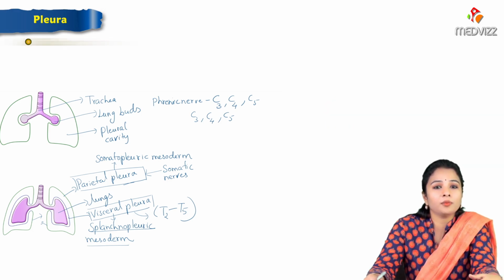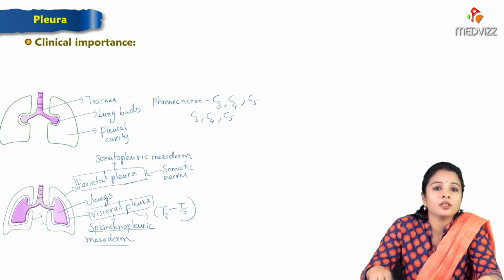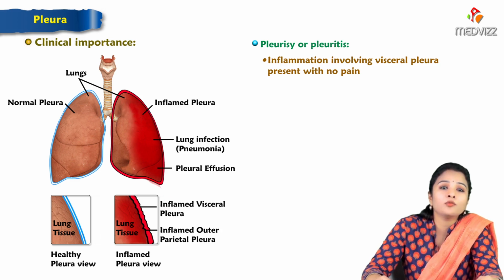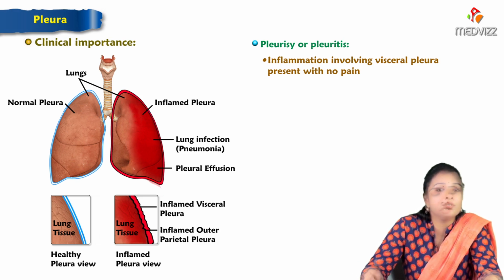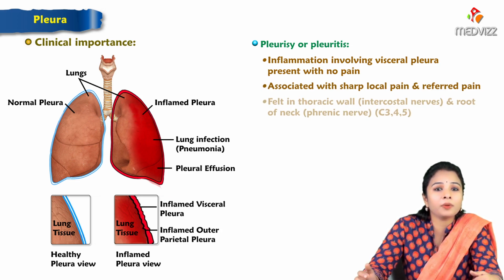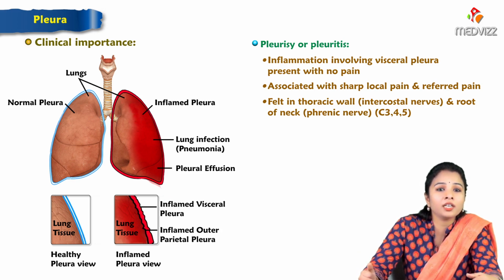Lastly, some more clinical importance. Infection or inflammation of the pleura is termed pleurisy or pleuritis. When it involves the visceral pleura, it presents with no pain because the visceral pleura is pain insensitive. Whereas in parietal pleuritis, if there is any inflammation of the parietal pleura, it is associated with sharp local pain and referred pain felt in the thoracic wall where the intercostal nerves supply, and in the root of the neck where the phrenic nerve supplies, that is C3, C4, C5.